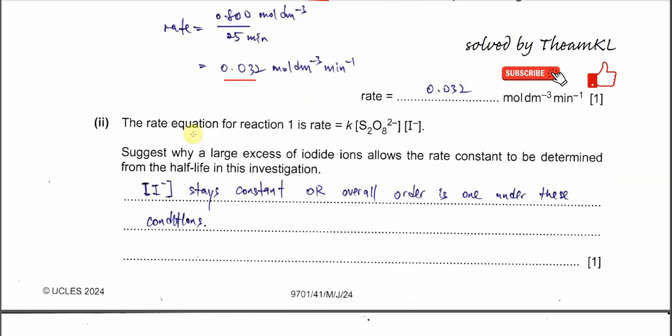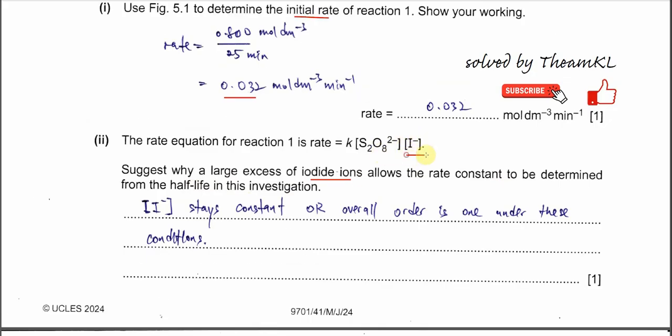Part 2. The rate equation for reaction 1 is given: rate equals k times concentration of persulfate times concentration of iodide. Suggest why a large excess of iodide allowed the rate constant to be measured from the half-life of this investigation. When we use an excess of iodide, this one is constant, so we assume it has really no effect on the rate. So the rate now just depends on the concentration of persulfate.